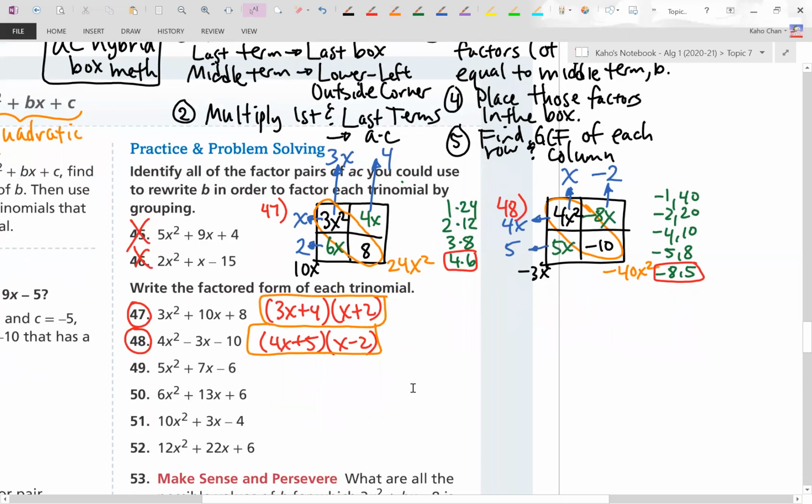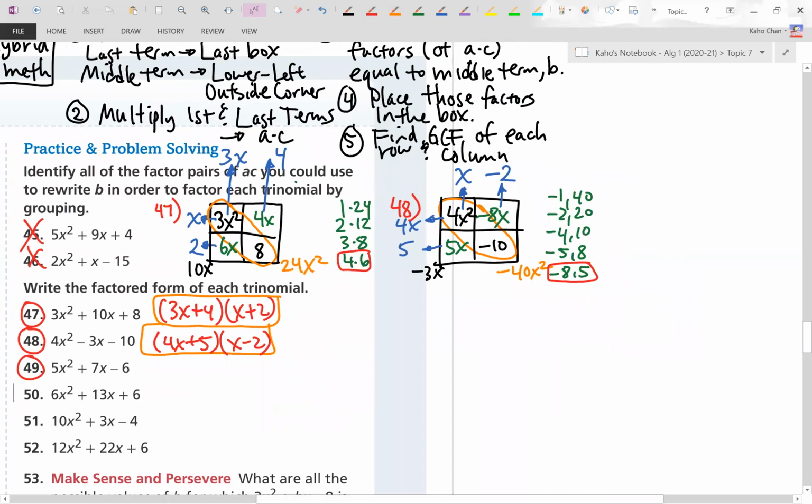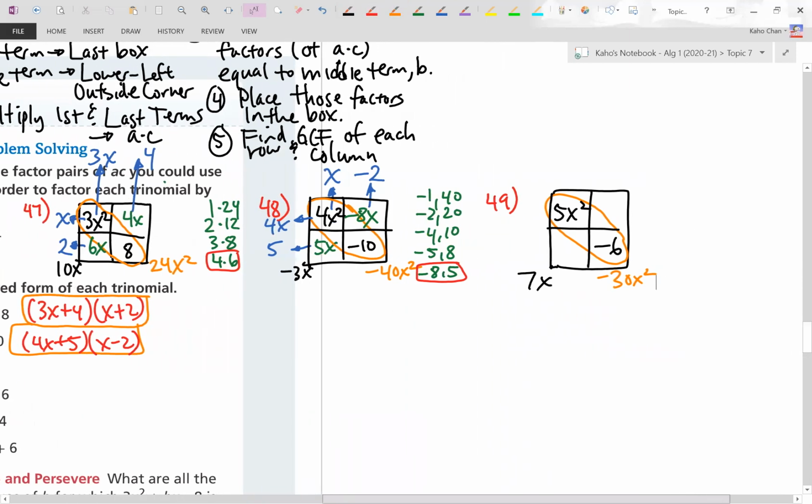All right, very good. 49's next. I need some room. Give myself a little more room. Oh, here we go. Let me do it right over here. 49, draw a box. First term, first box. Last term, last box. Watch out for those negatives. Carry those as well. Middle term, lower left-hand outside corner. Multiply the diagonal there. Negative 30x squared. What times what equals negative 30, when added together will give me positive 7?